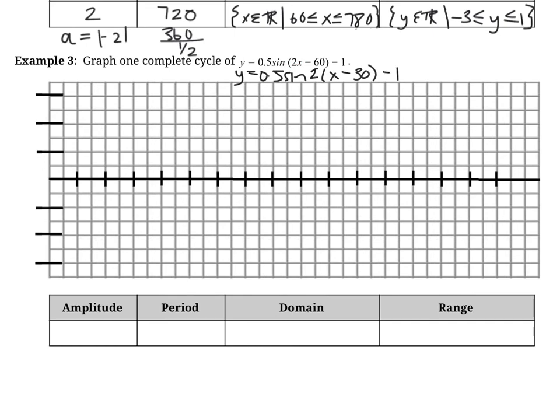And so we know that this guy is going to have an amplitude of 0.5. Our 2 is going to affect our period, so our period is going to be 180. We're going to shift to the right 30 degrees and down 1.